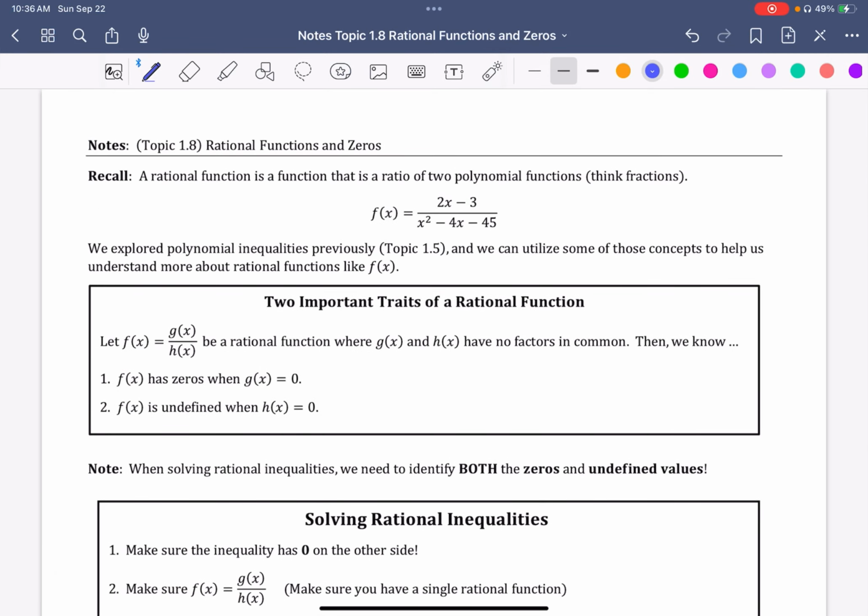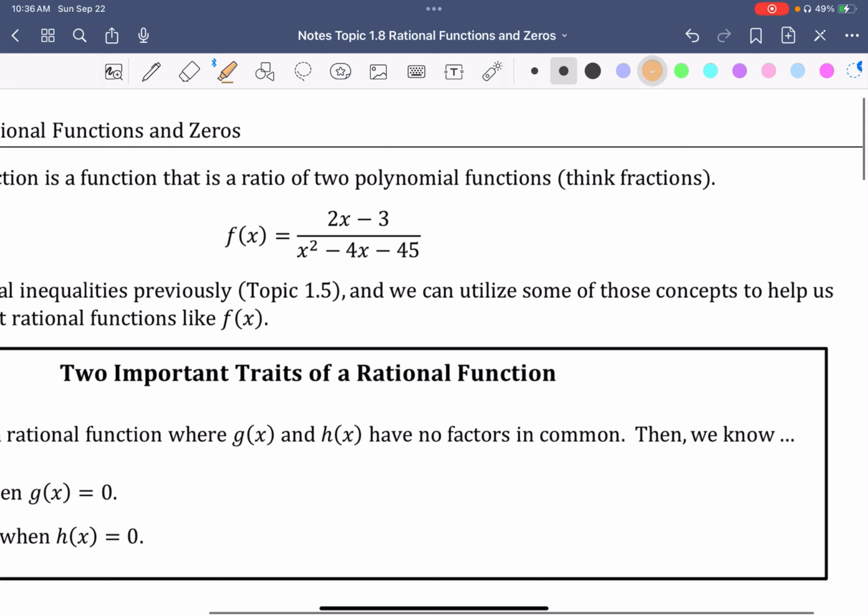This is topic 1.8, rational functions and zeros. Recall that a rational function is a function that is a ratio of two polynomial functions. Think fractions. For example, f of x equals 2x minus 3 divided by x squared minus 4x minus 45. The most important thing is that there needs to be at least one x value in the denominator. Here we have a few.